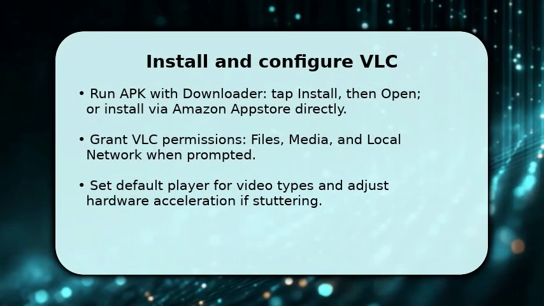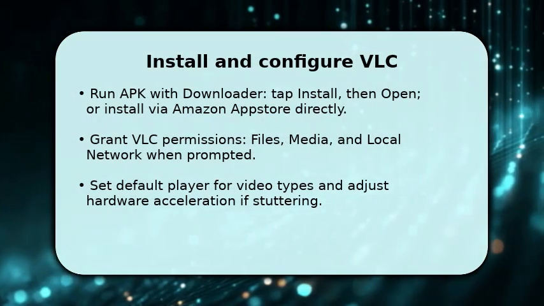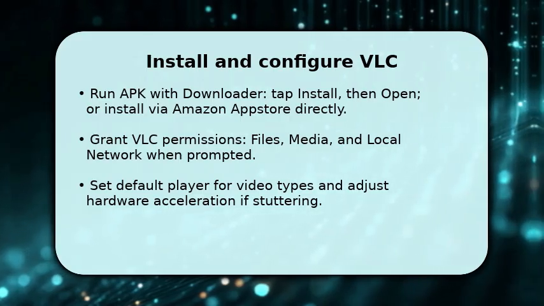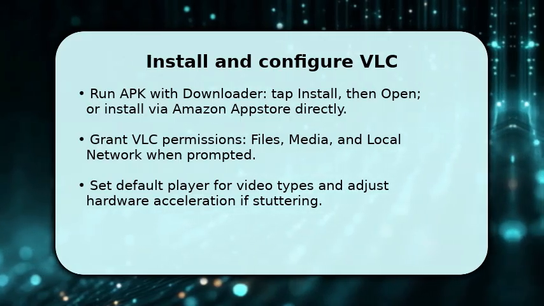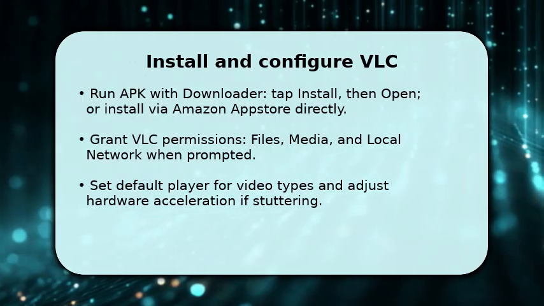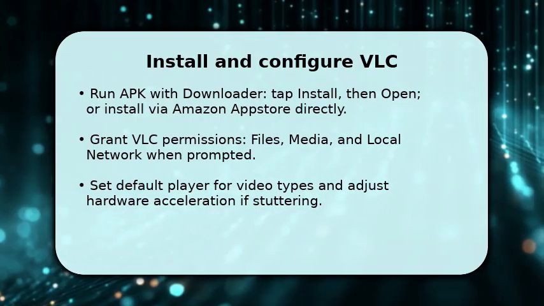After the APK downloads, tap Install and then Open to launch VLC. If you use the App Store, just open VLC from Apps. When VLC starts, grant it storage and local network permissions so it can access DLNA, SMB, and files.